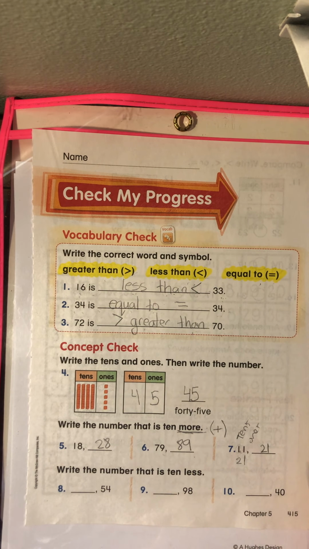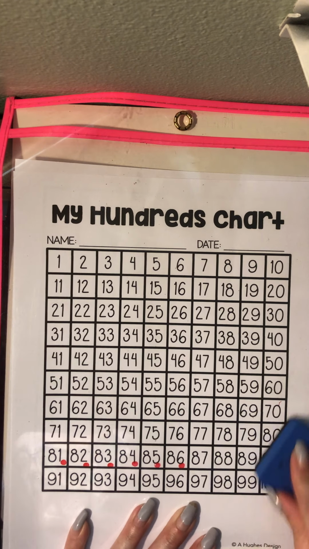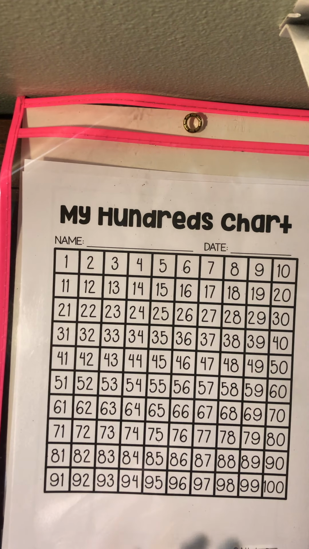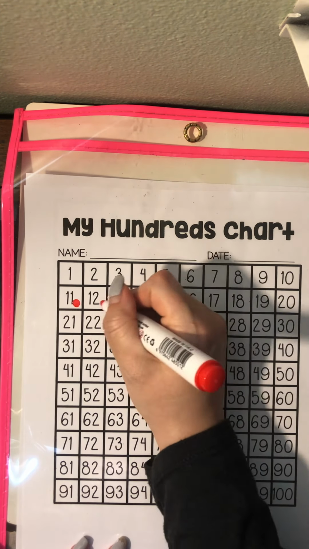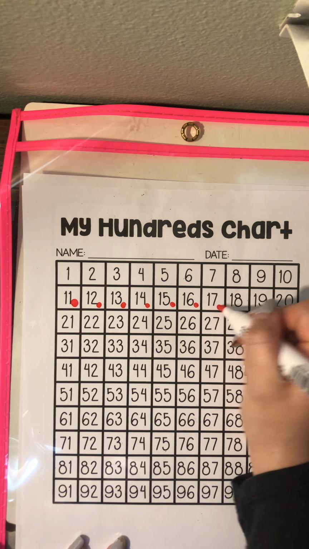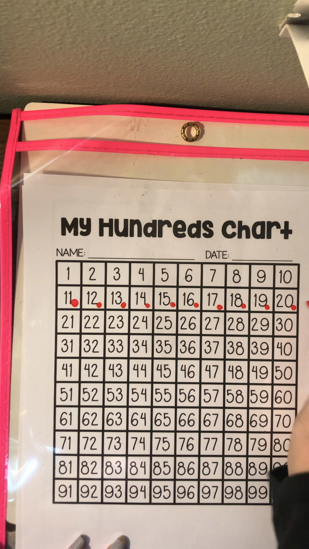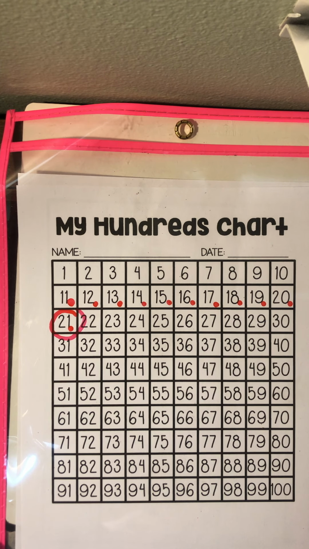10 more, let's check it. So if I was at 11, 10 more would be 1, 2, 3, 4, 5, 6, 7, 8, 9, 10, 21. You were right.